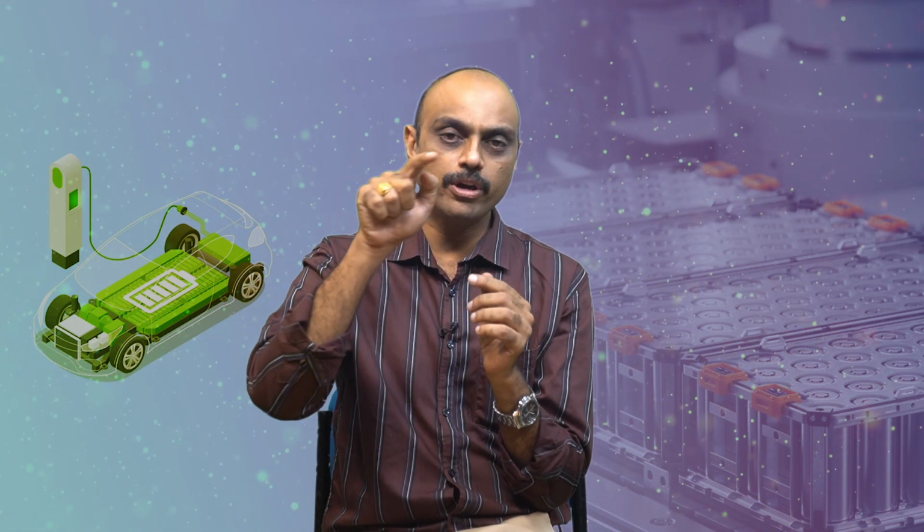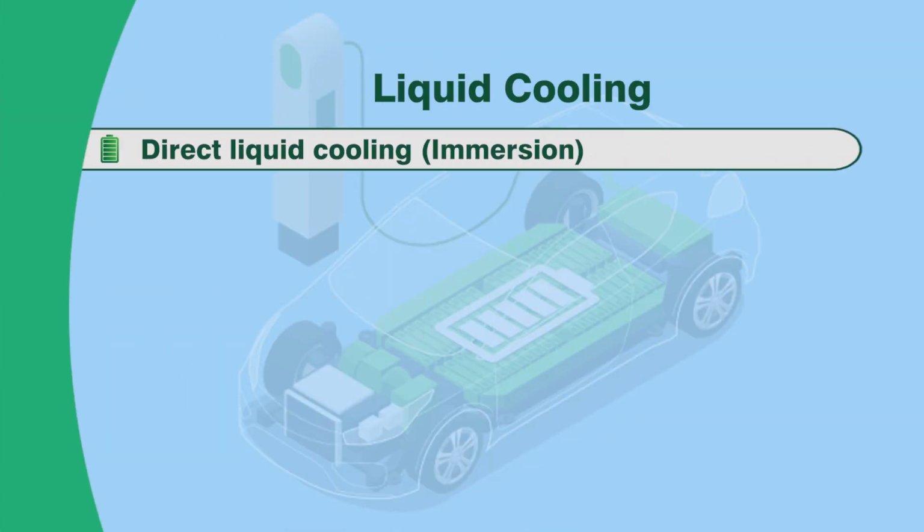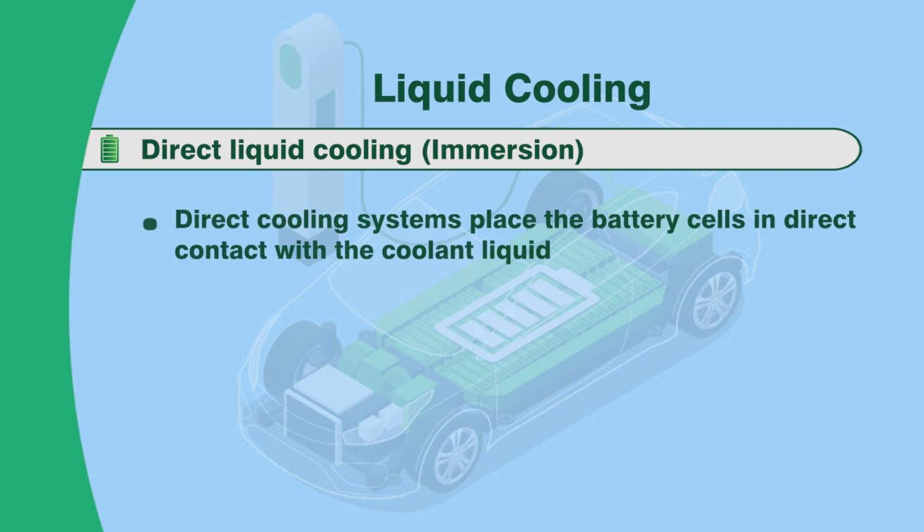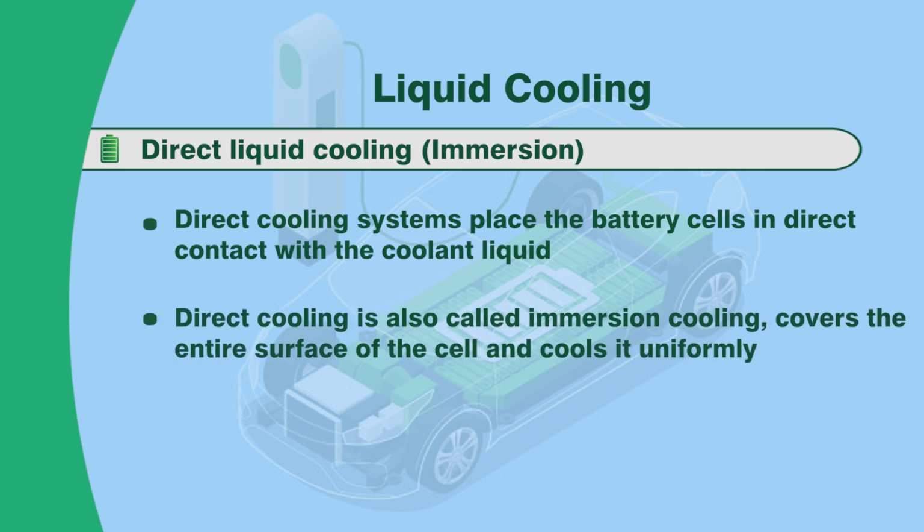So, the next one is the direct cooling. In indirect cooling, one thing is very clear, that the battery does not have any direct contact with the liquid; only the coolant is flowing through a metal pipe or through some channel, and it is absorbing the heat. Whereas, in direct liquid cooling, it is direct immersion. The direct cooling systems place the battery cells in direct contact with the coolant liquid, and this direct cooling is also called immersion cooling, which covers the entire surface of the cell and cools it uniformly.